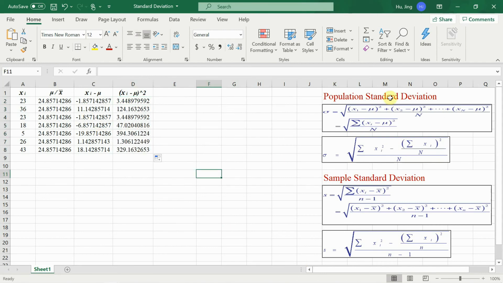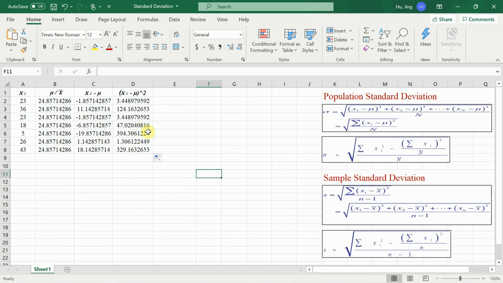Now we see that for the population standard deviation, we use this sigma. For the sample, we use this symbol S. So all those numbers are added together, summed up, then divided by the n. So the size is 7. Here we see n minus 1, which we call the degrees of freedom. So that's the only difference between the formulas.